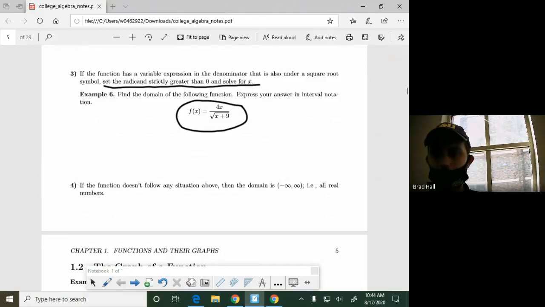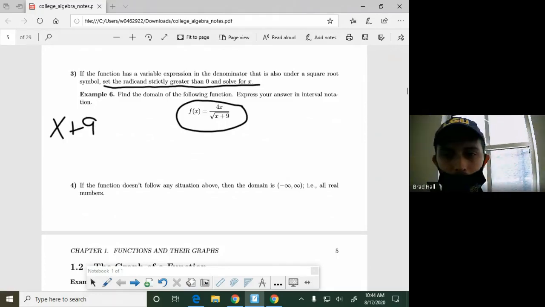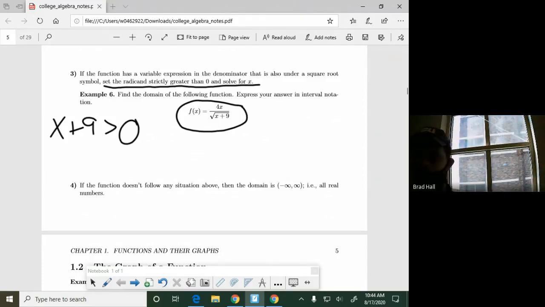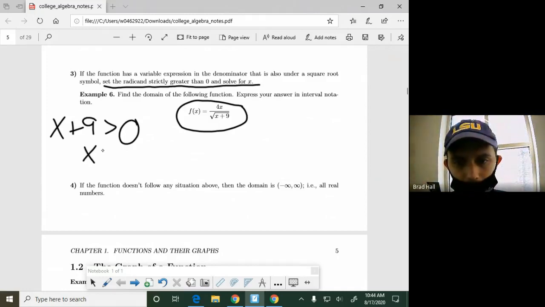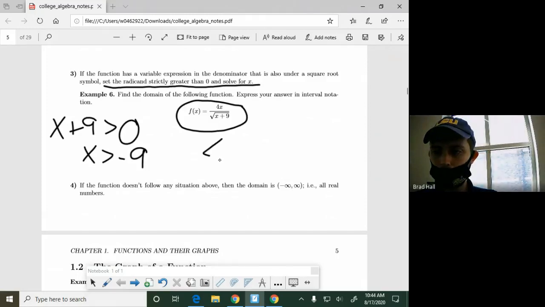In this problem, what's the radicand? It's just x plus 9. Everything else in this problem is insignificant. It says set the radicand strictly greater than 0. That's what the condition says. It tells us how to build the inequality. And from there, well, this is a pretty manageable problem, I think. So we obtain the inequality fairly quickly.